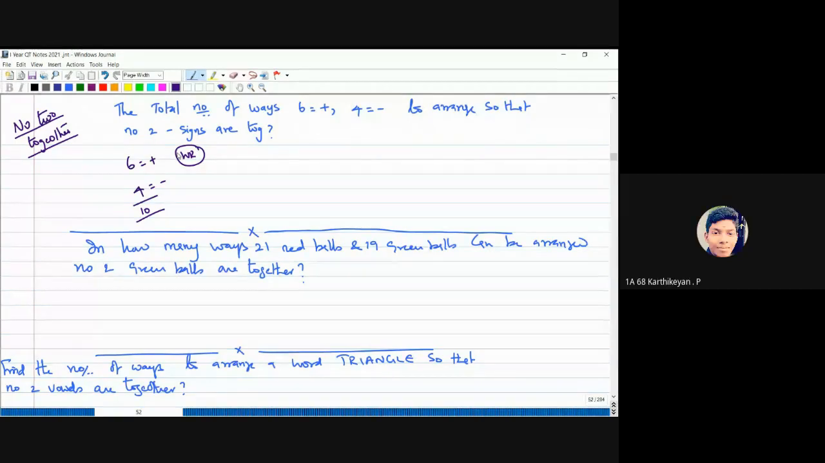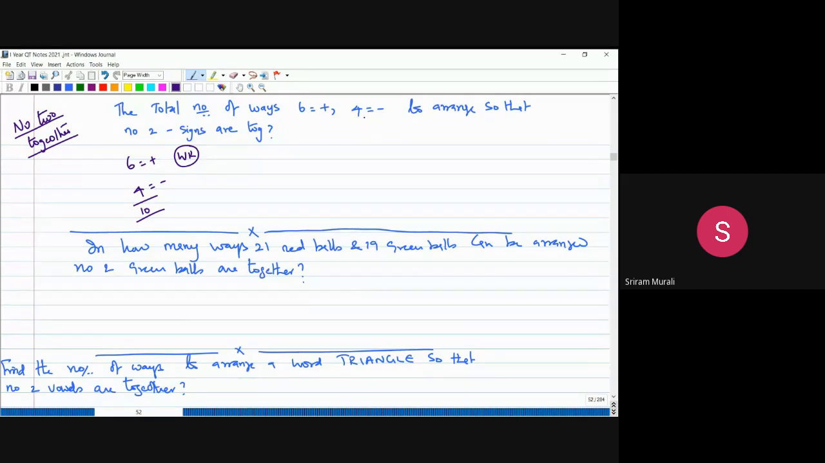Sure. So it is a symbol arrangement with repetition. No two minus signs together means this is a pattern you can follow for all the problems. Not together means total minus together.